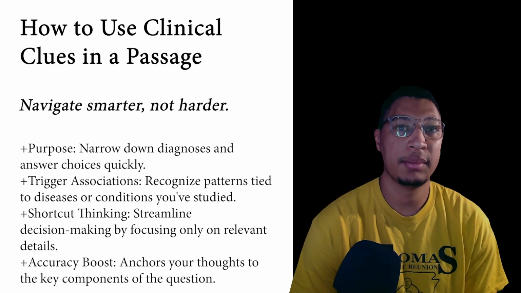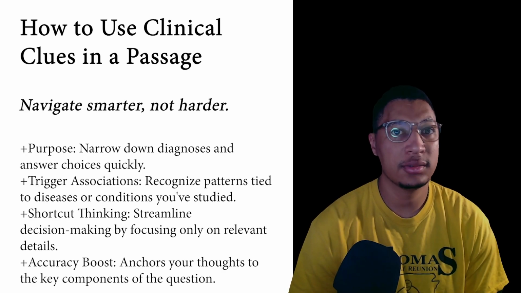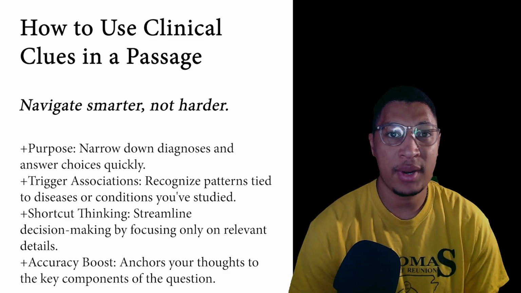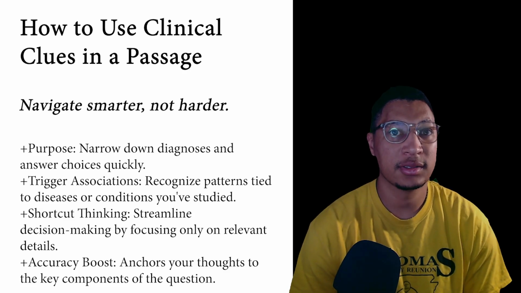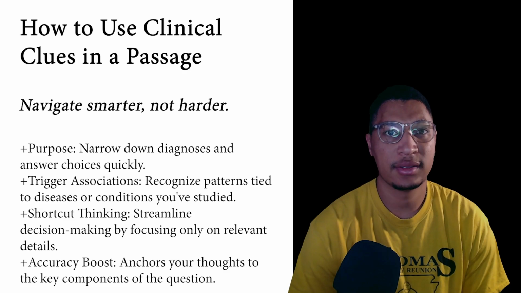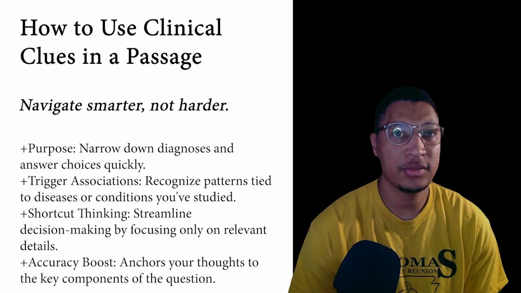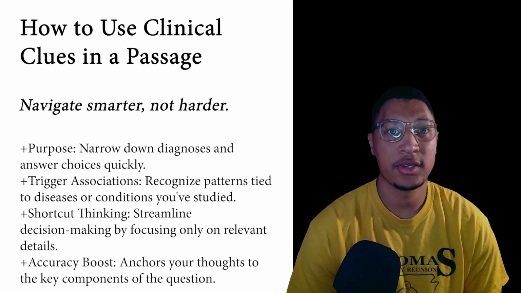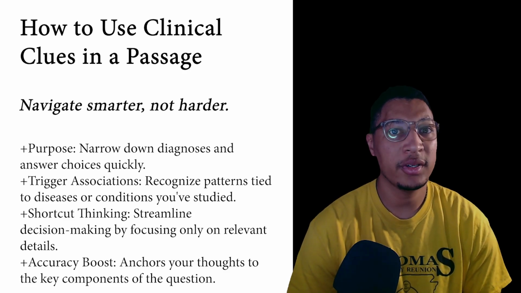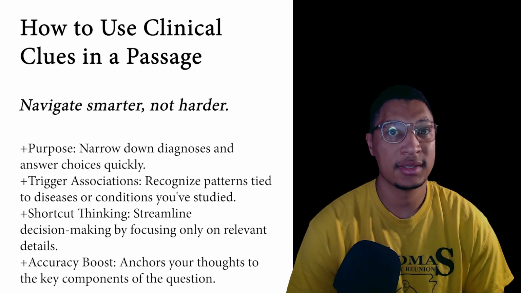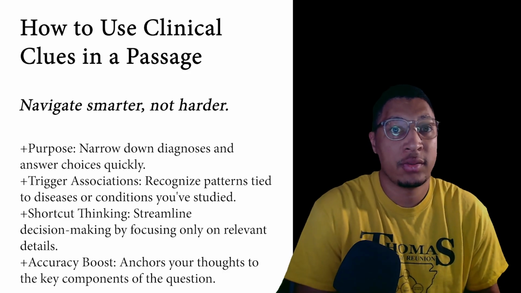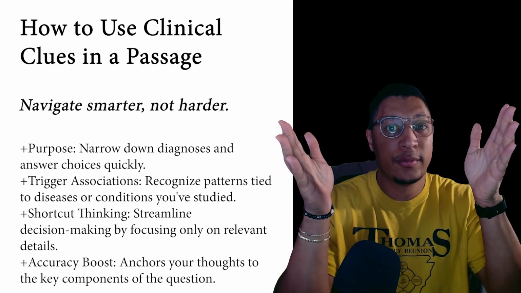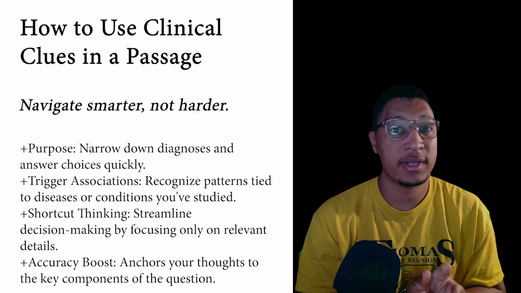How to use clinical clues in a passage. As you encounter these clues while reading through the questions, they serve to narrow down your thought process to a few possible diagnoses or answers. Think of them as shortcuts for your brain, triggering associations with diseases and conditions you've previously studied. This not only speeds up your decision-making process, but also improves your accuracy by anchoring your thoughts in what is most relevant to the question being asked. You're treating this like a funnel where you have all this information and certain clues will help you narrow down immediately.